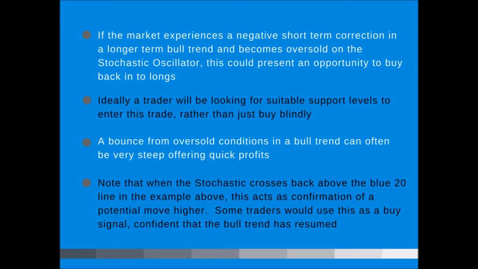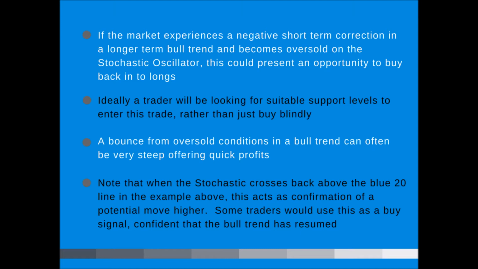Okay, so if the market experiences a negative short-term correction in a bull trend and becomes oversold on the stochastic oscillator, this could present an opportunity to buy back into longs. Ideally, a trader will be looking for suitable support levels to enter this trade rather than just buy blindly. Be patient, put your trend lines on there and all the other indicators and tools that we've discussed, and look for a good, solid support level to buy into a long position.